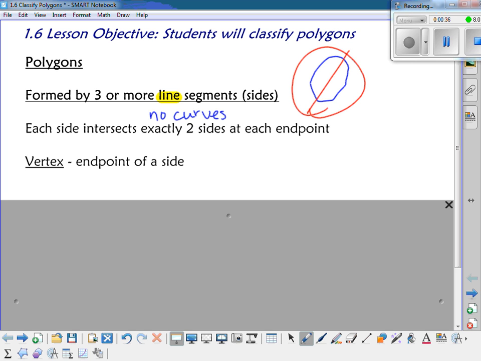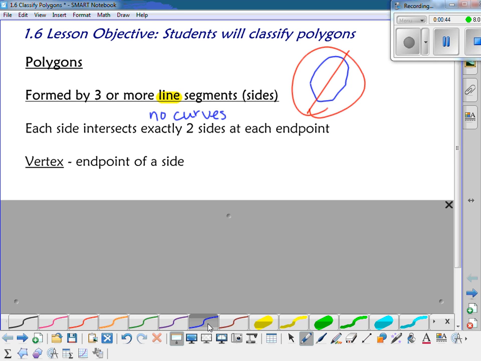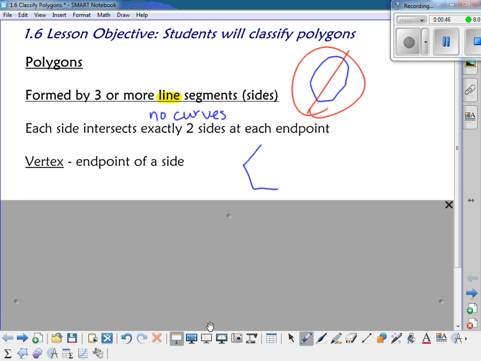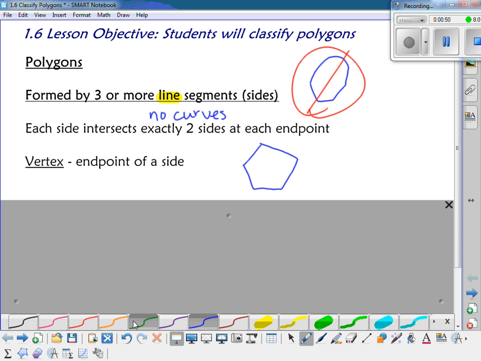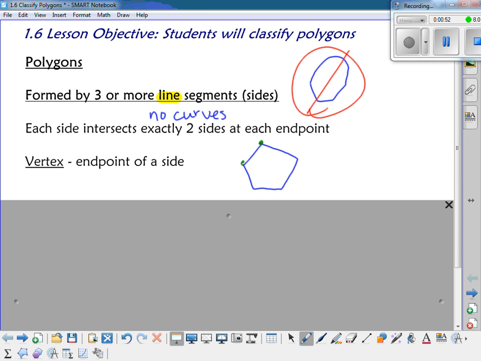Each side intersects exactly 2 sides at each endpoint. So for instance, if I draw this here, each of those sides is intersecting. Each endpoint has only 2 sides that it touches.